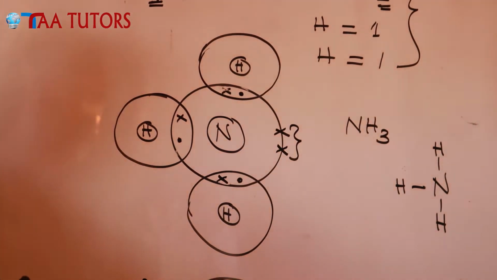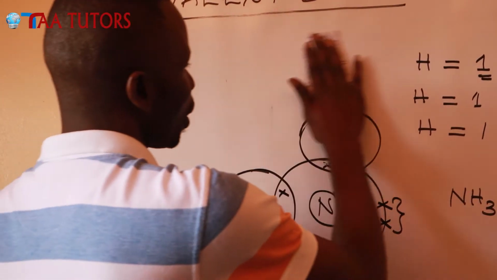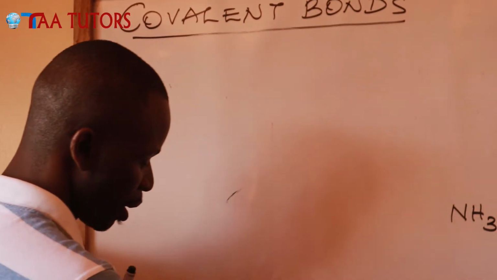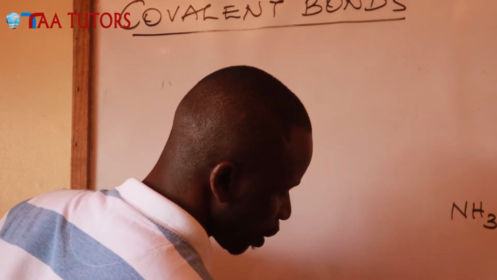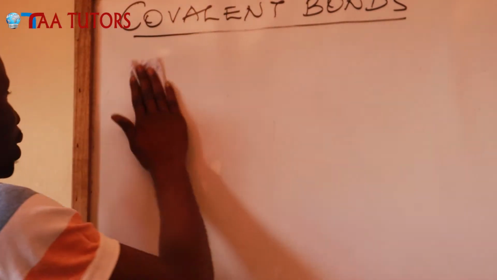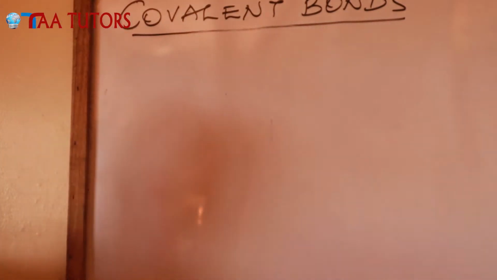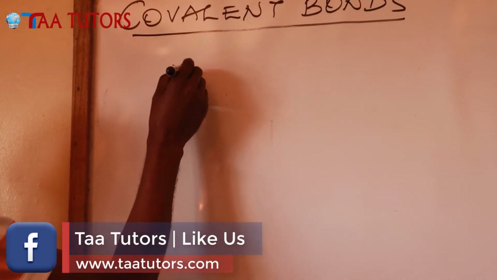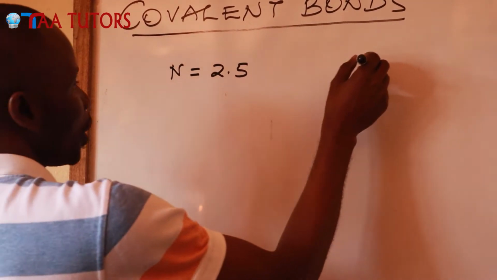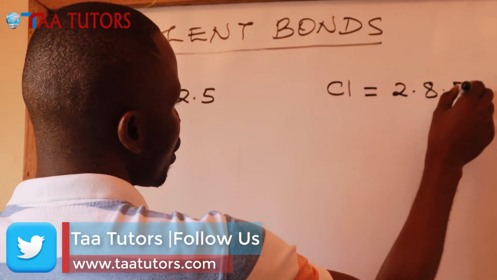Now let's move forward to look at the bonding we can get. We have seen ammonia, we have seen carbon dioxide. We can also have a covalent bond between nitrogen and chlorine. So if you have a bond between nitrogen, which is 2, 5, and chlorine, which is 2, 8, 7.